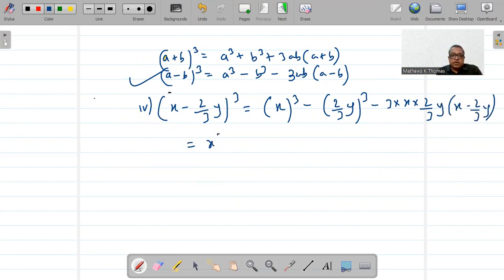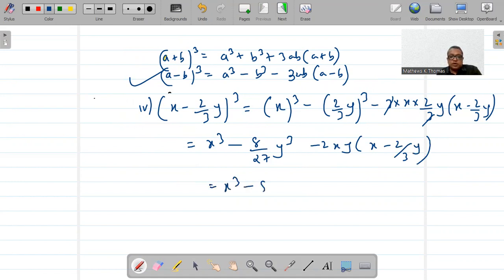So this is going to be x³ minus 2 into 2 into 2, 8, 3 into 3 into 3, 27, y³. This 3 and 3 I can cancel. So we are left with minus 2xy multiplied by (x - 2/(3y)). So this will be x³ - 8/(27y³).